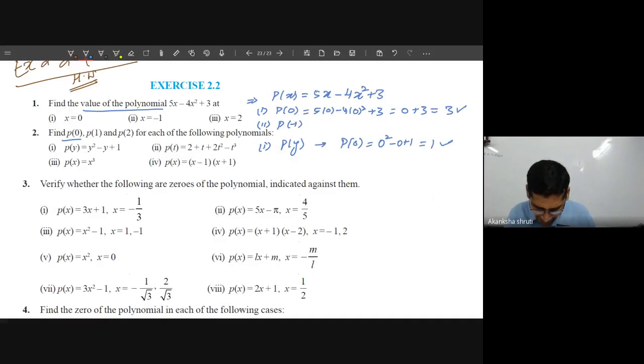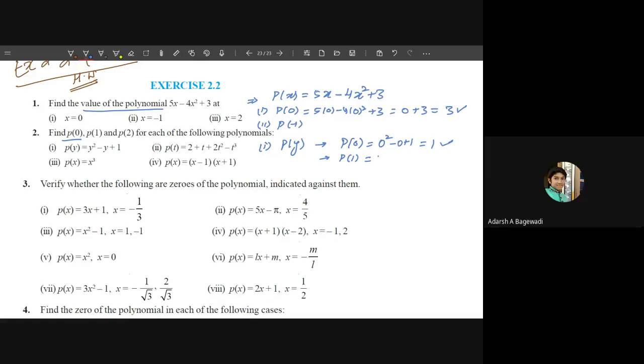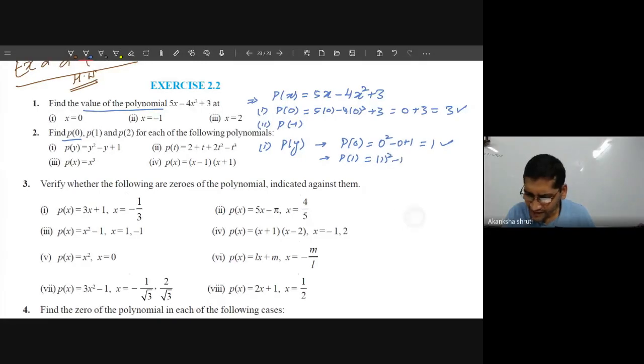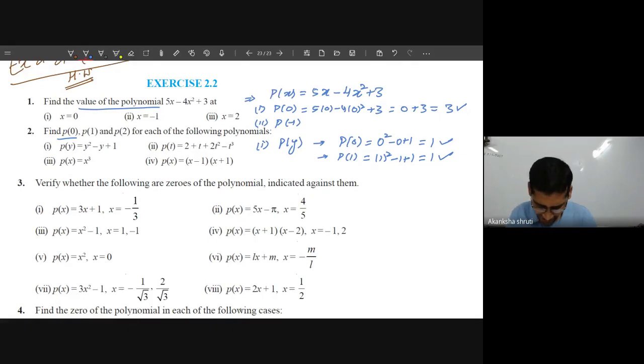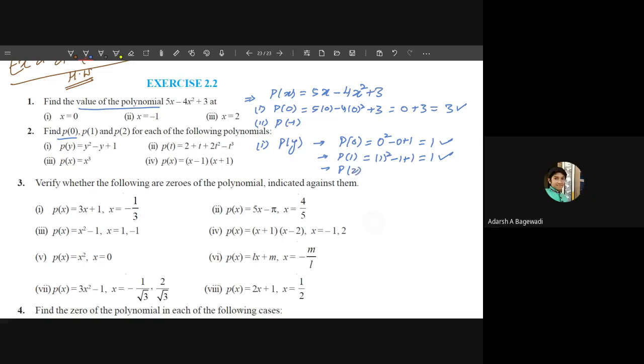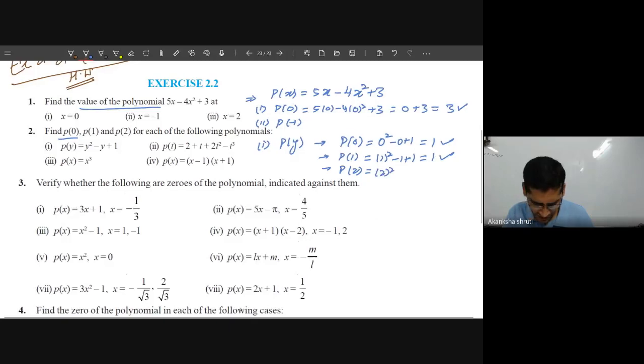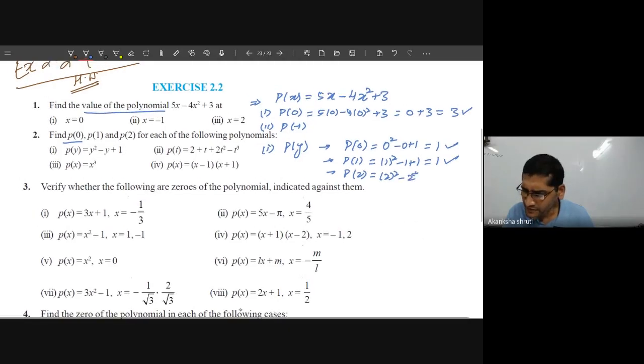For each question you have to calculate these three things. You also have to calculate p of 1 for the same y. So it is 1 square minus 1 plus 1. Ultimately these two will get cancelled, it is also 1. So we are getting for 0 and 1 the polynomial has the same value. You also have to calculate p of 2. In the same way, you have to substitute, it is 2 square minus 2 plus 1.